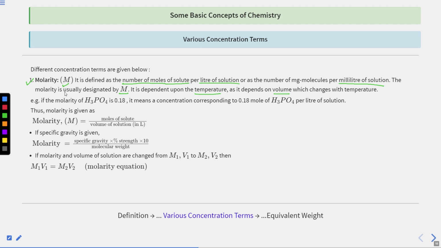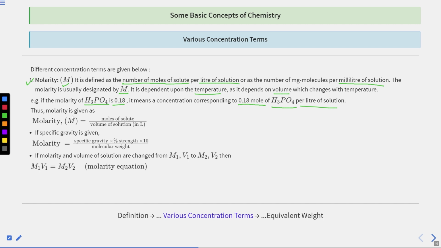So basically molarity depends on temperature, because in the formula of molarity, volume comes in, and volume changes with temperature. So molarity is directly related to temperature. For example, if the molarity of H3PO4 is 0.18, it means a concentration corresponding to 0.18 mole of H3PO4 per liter of solution. Okay, so if we are talking about concentration anywhere, that means we are talking about the molarity of the solution or the compound.